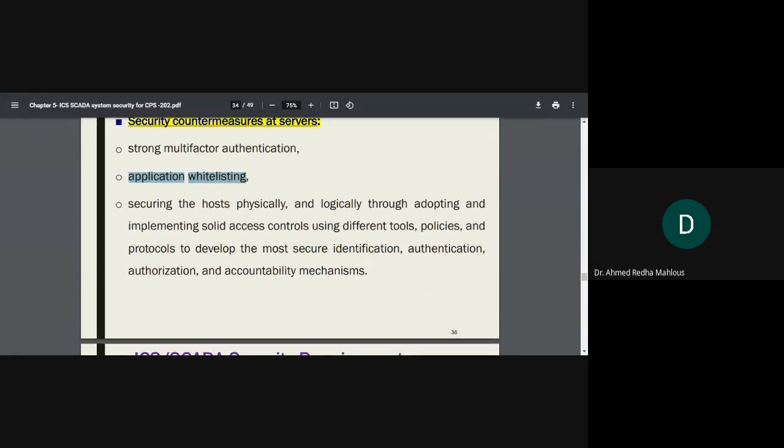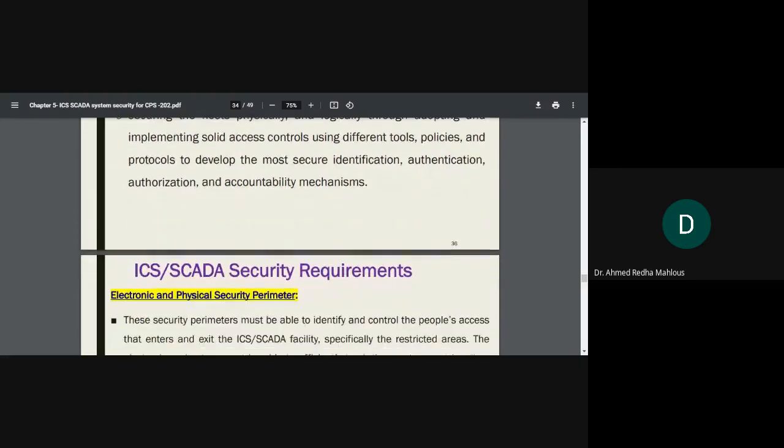And also, when I talk about access control, access control to those devices should be hardened. You should have a policy where you define secure identification, authentication, accountability, and authorization, in order just to maintain those servers as secure as possible.